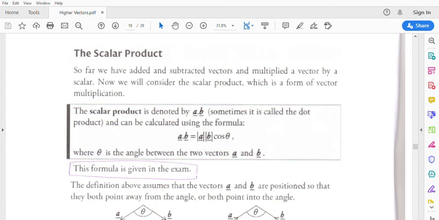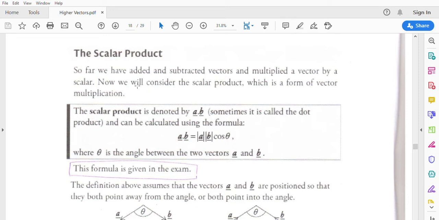Hello and welcome back to the vector section of the SQA Higher Maths course. Today we're going to look at something called the scalar product, also known as the dot product. And the scalar product is a form of vector multiplication.